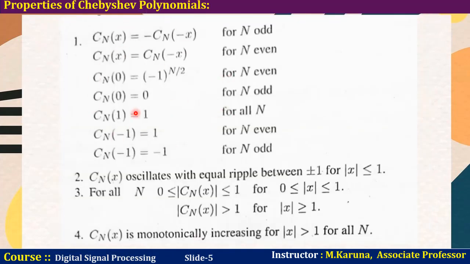These are the Chebyshev polynomials obtained for different values of n, for odd values of n and even values of n. These are the properties of Chebyshev polynomials. Cn of x oscillates with equal ripple between plus or minus 1 for modulus of x less than or equal to 1. For all n values, Cn of x lies between 0 and 1 for modulus of x between 0 and 1. Modulus of Cn of x is greater than 1 for modulus of x greater than or equal to 1. The fourth property is Cn of x is monotonically increasing for modulus of x greater than 1 for all n.